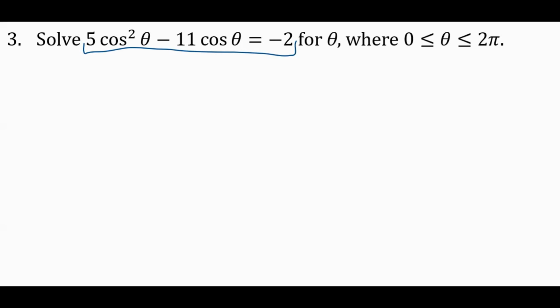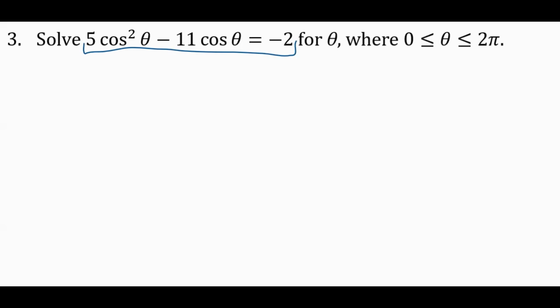There are types where you might use a common factor to split the terms apart, if you have a sine and a cos, but no squared. Probably, or a tangent or something like that, probably going to be a common factoring kind of question. So there are other kinds of questions. This one's a simple, straightforward one.